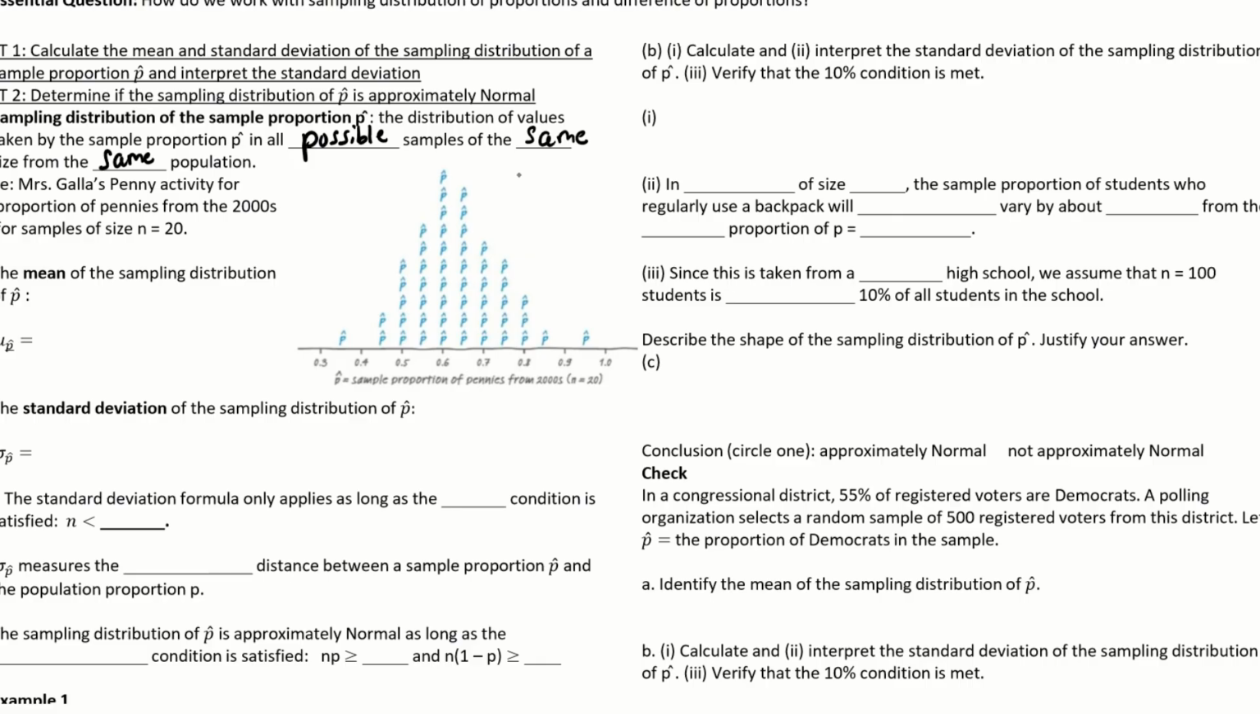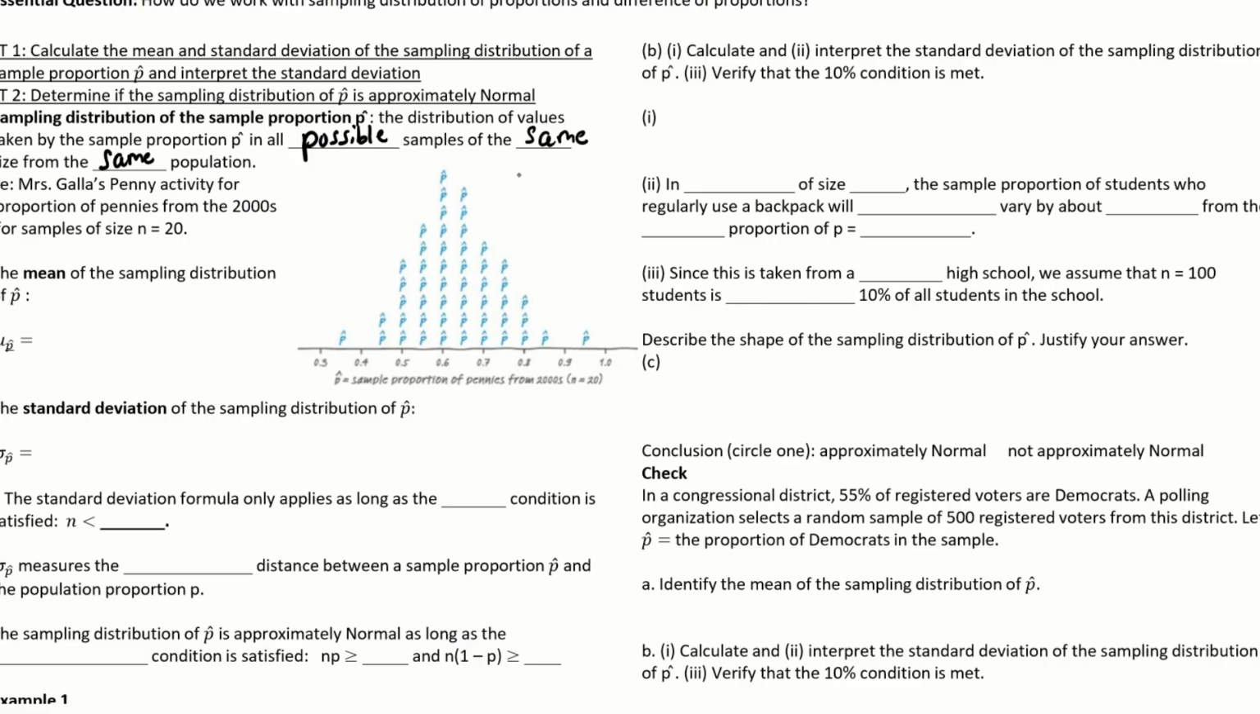Now, this is an approximate sampling distribution, not an exact one, because for it to be exact, it would have to be in all possible samples of the same size from the same population. And that's just not possible here. We only have so many possibilities. We don't have all the possibilities.